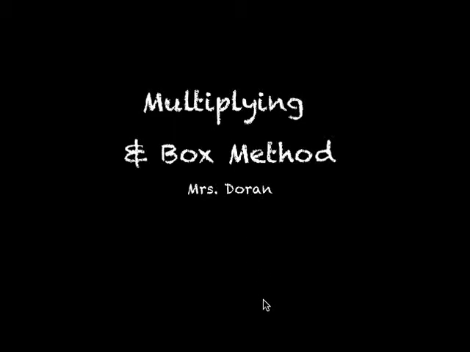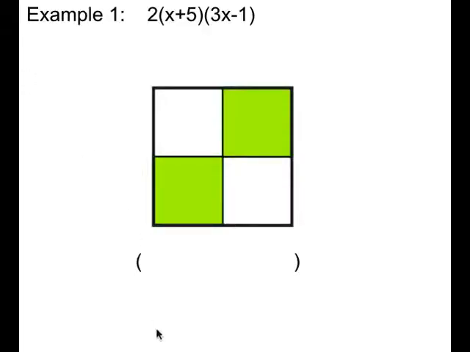This is lesson 2 in foiling or distributing using the box method. Today we're going to learn how to multiply a leading coefficient times the box. To start off with example 1, we're just going to do two examples. It's 2 times the quantity x plus 5 times 3x minus 1.